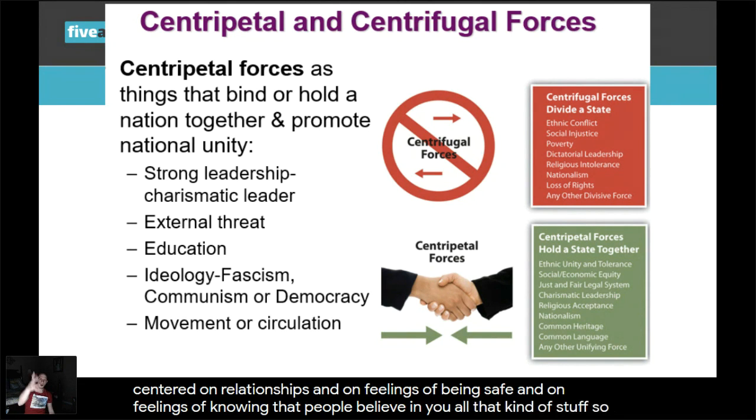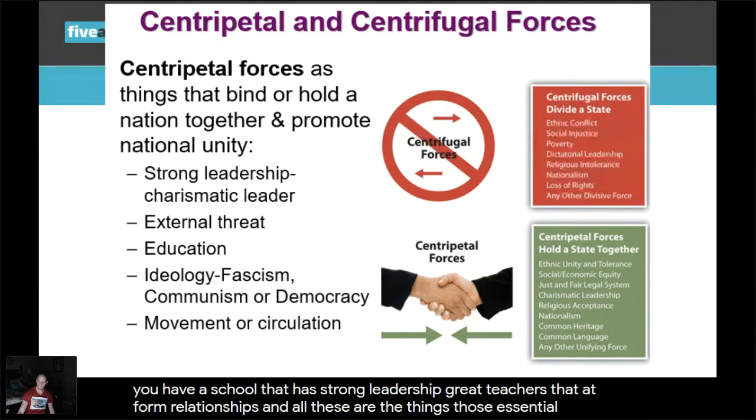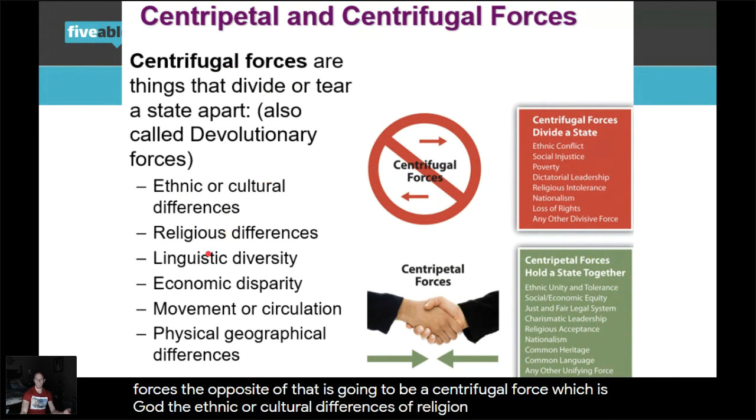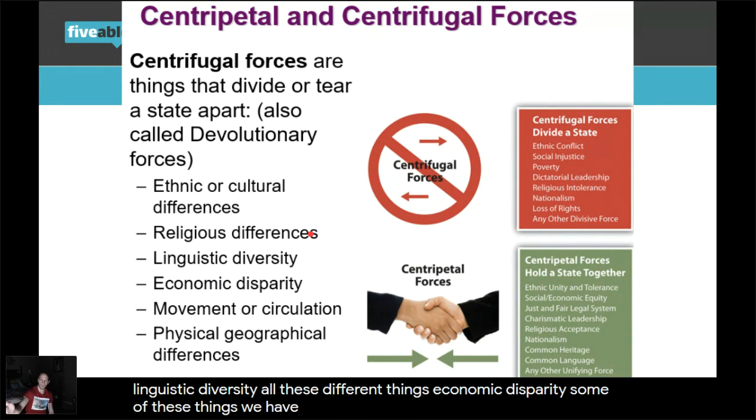So if you have a school that has strong leadership, great teachers that form relationships, and all these different things, those are centripetal forces. The opposite of that is going to be a centrifugal force, which is going to be ethnic or cultural differences, religious differences, linguistic diversity, economic disparity. Some of these things we have in our country, right?